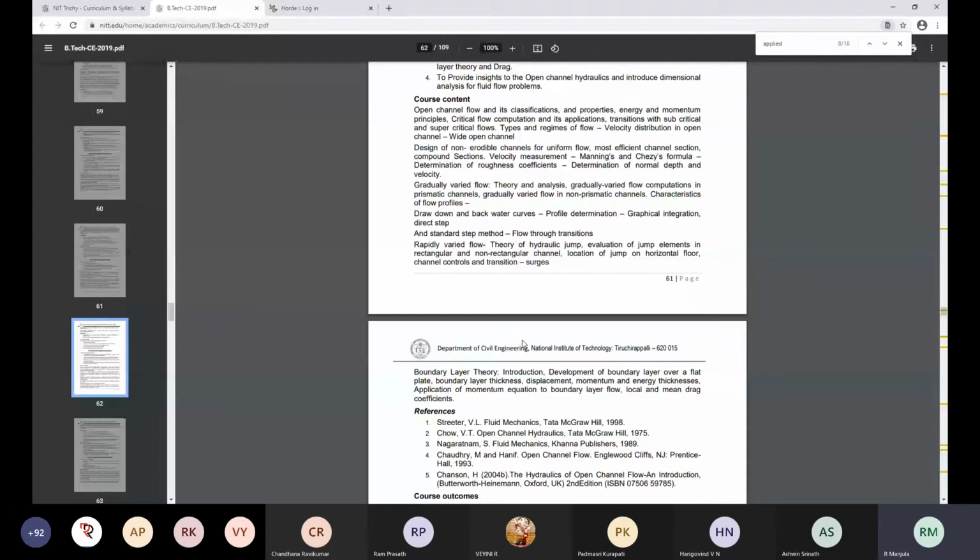Then coming to boundary layer concepts, there are boundary layer thickness, different types of thicknesses, and how we are going to use the momentum equation in the boundary layer concepts. That is what we are going to discuss. Boundary layer is nothing but when the fluid is flowing along a boundary, which can be a mobile boundary or a stationary boundary.